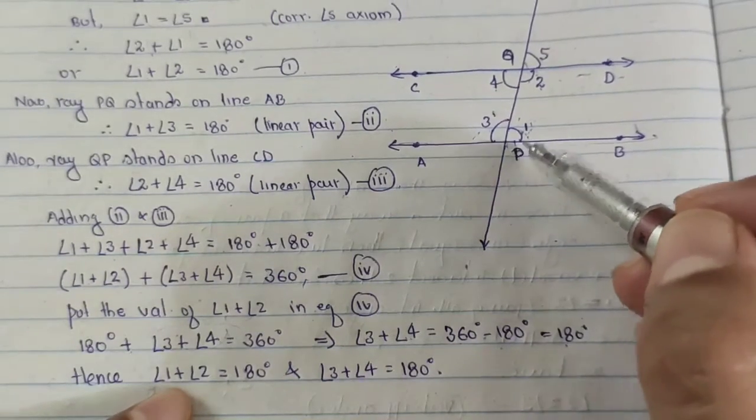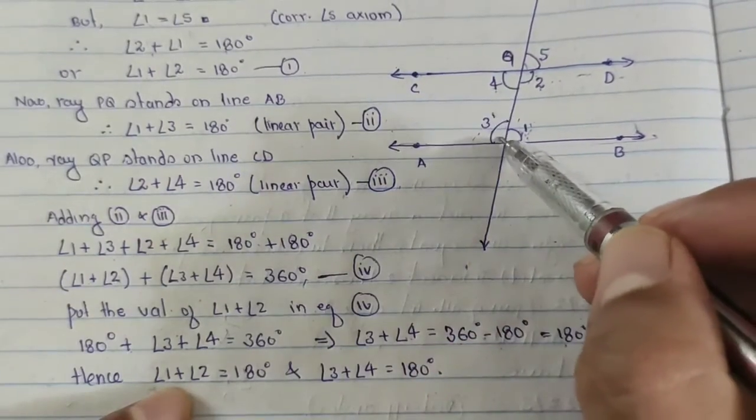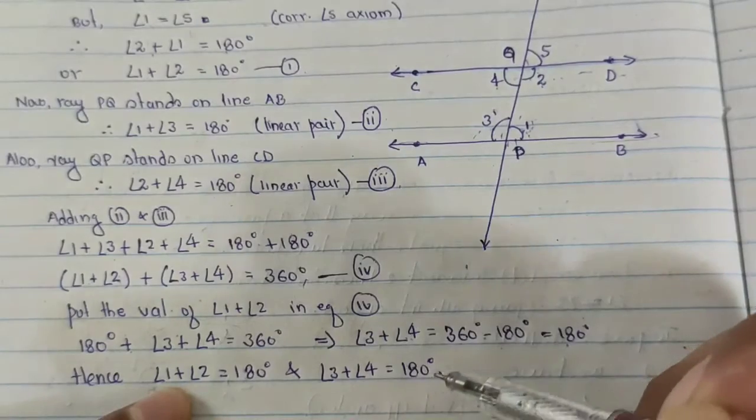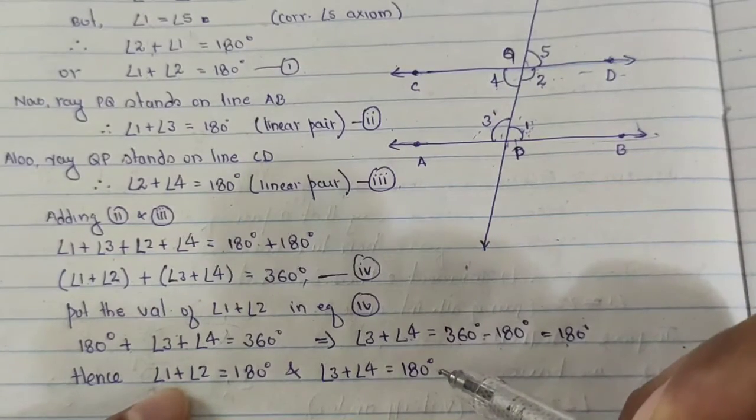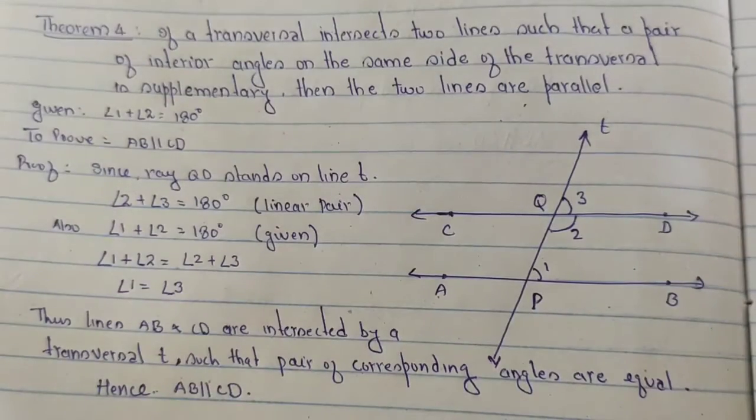So angle 1 plus angle 2 is equal to 180, and angle 3 plus angle 4 is again 180. That is what we have proved. So it is proved. This is the last theorem. After that we will solve questions in our next video.